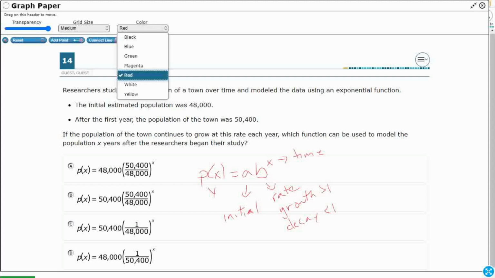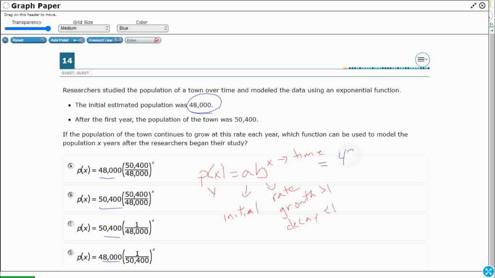All right, so take a look at our answer selections here. Right, we see that we've got two different initial amounts here, the 48,000 and the 50,400. Take a look at this right here. It says our initial estimated is 48,000. So that's going to automatically eliminate two of our answers because that's our A term. So we're going to get rid of A and C. So even if we didn't really know what we're doing, if we at least knew that the A is the initial amount, that's part of it. Now we need our rate.